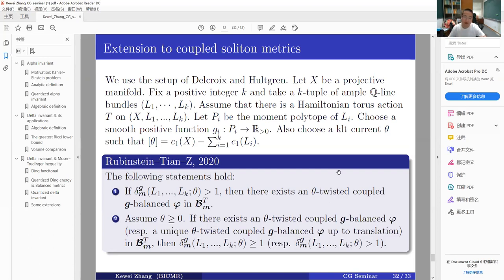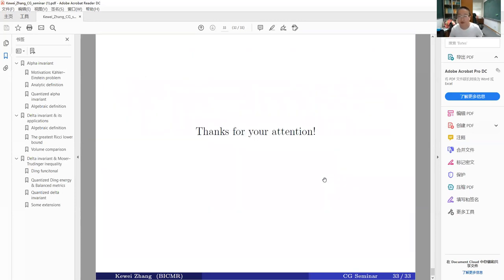So all these results just show that this delta M invariant is closely related to the coercivity of Ding functional. But the remaining question is that when M goes to infinity, we don't know how to show such a result. I mean, probably there will be some counterexamples, I don't know. Anyway, this is the end of my talk, and thank you for your attention.